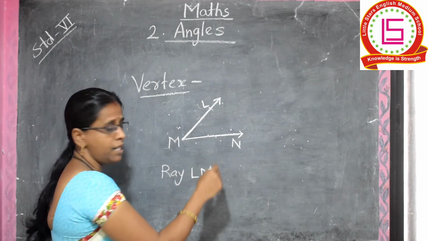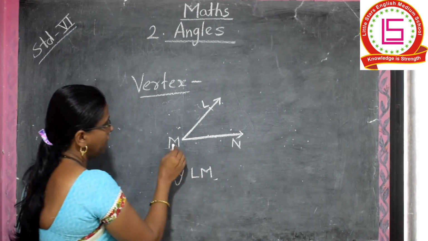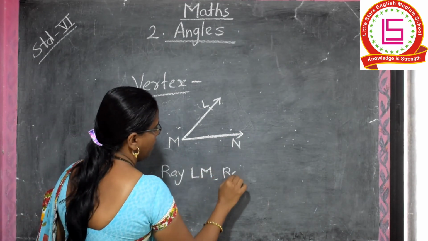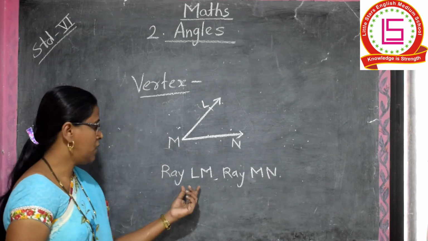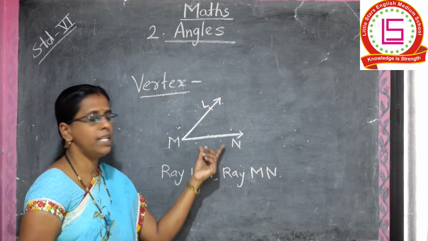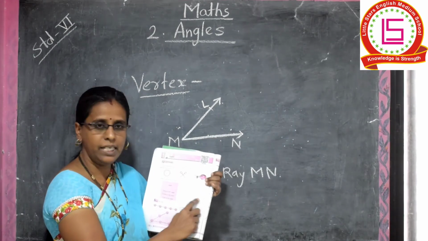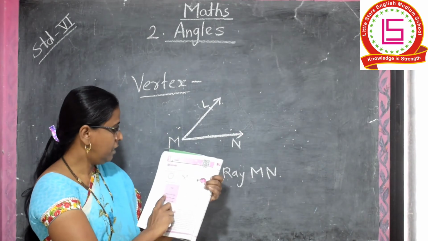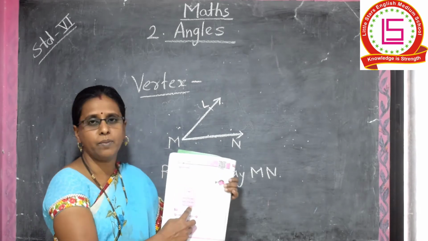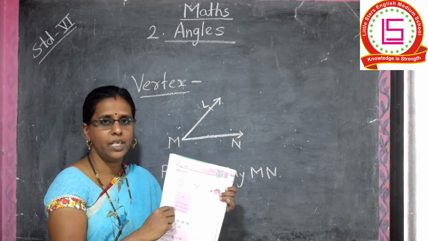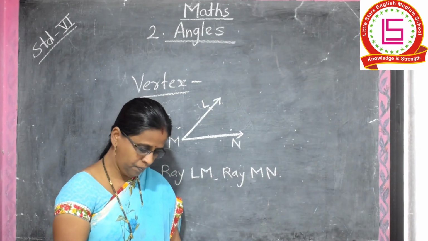Then see the next arm. This is the second ray. Write ray MN. These two are the arms of this angle. Like this, complete this table with the names of the angles, vertex of the angles and arms of the angles. This is for your revision work. Okay. Then see the next page.